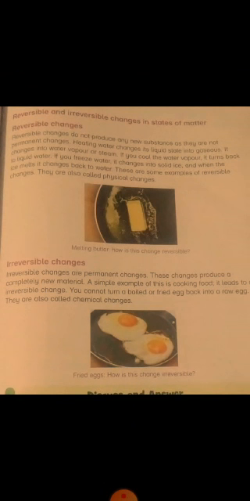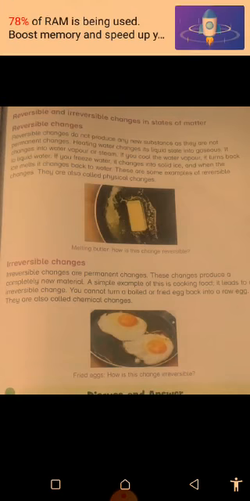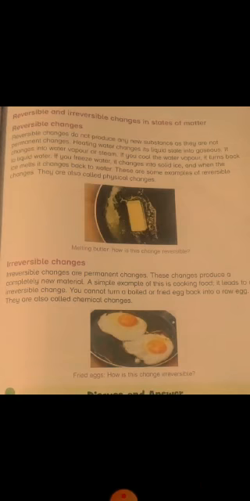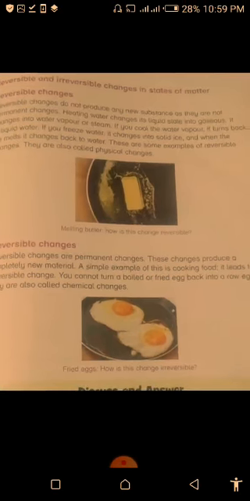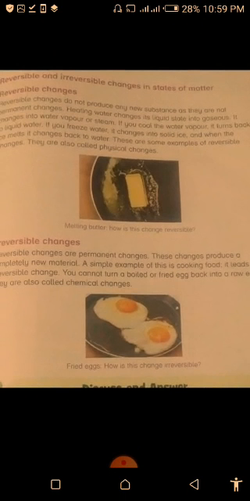For example, when you cook the food, then after cooking, you can't get the raw vegetables or raw meat again. Now it is totally changed and cooked. So this is called irreversible changes or chemical changes. Clear? For example, when you boil the egg or when you fry the egg, it does not turn again into raw egg. So this is called irreversible change.